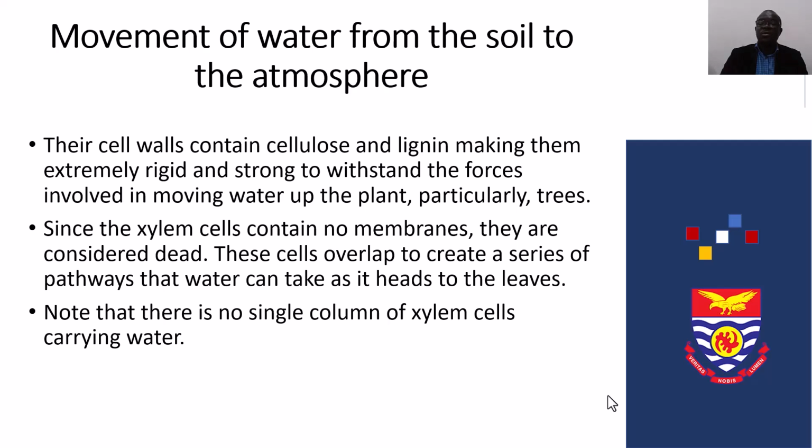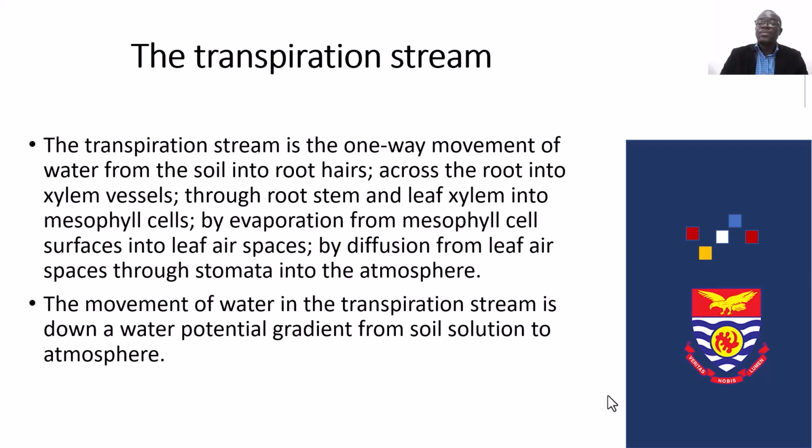Since the xylem cells contain no membranes, they are considered dead. These cells overlap to create a series of pathways that water can take as it heads to the leaves. Note that there is no single column of xylem cells carrying water. The transpiration stream is the one-way movement of water from the soil into root hairs, across the root into xylem vessels, through root, stem and leaf xylem into mesophyll cells, by evaporation from mesophyll cell surfaces into leaf air spaces, and by diffusion from leaf air spaces through stomata into the atmosphere.